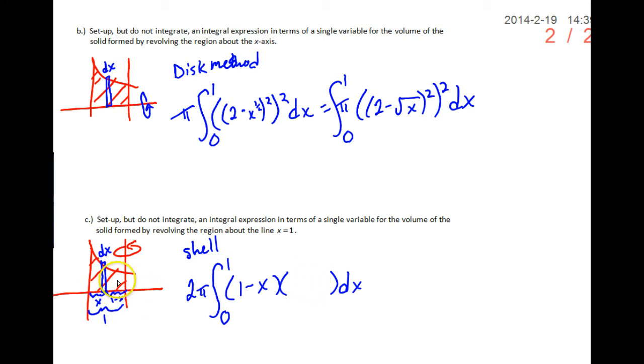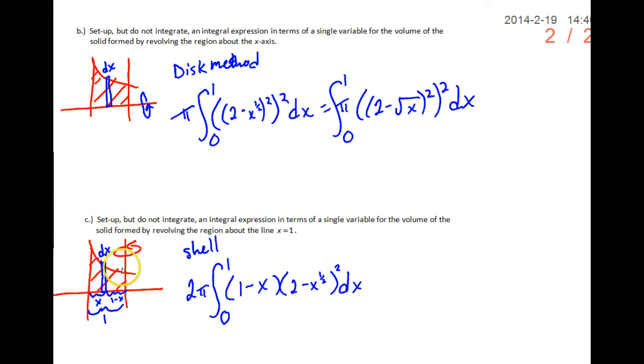Now the height. The height of the dx is the upper boundary of the dx minus the lower boundary. So once again, the upper boundary is the curve, which is the 2 minus x to the 1/2 quantity squared, minus the lower boundary once again, which is just 0. So our setup is 2 pi times the integral from 0 to 1 times the radius, which is 1 minus x, times the height, which is 2 minus x to the 1/2 quantity squared. So this is letter C. Once again, it says set up, but do not integrate.